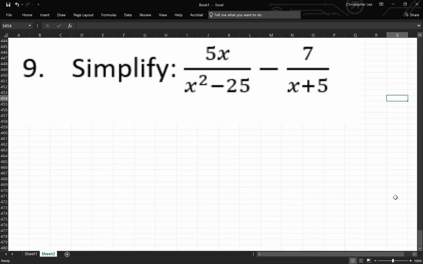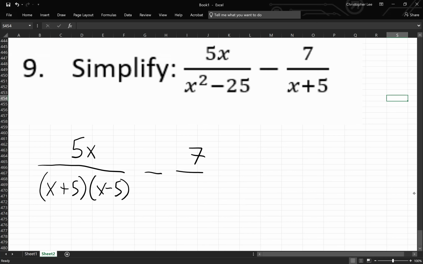Finished? Let's see. So, first term, what's the denominator going to be? X plus 5. Good. Perfect. And then minus the 7 over x plus 5.